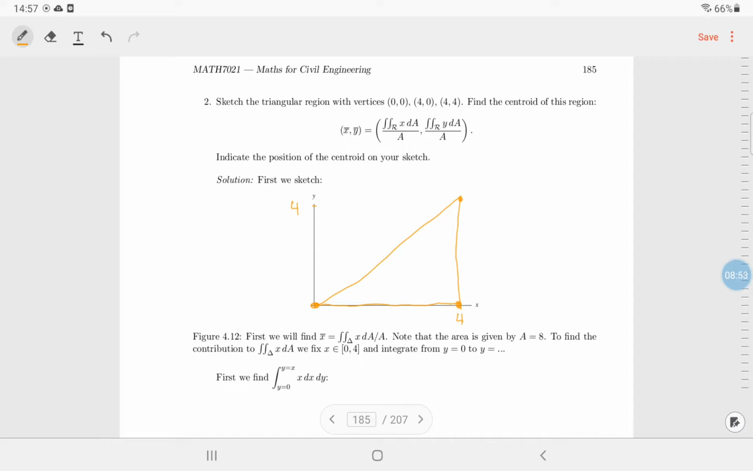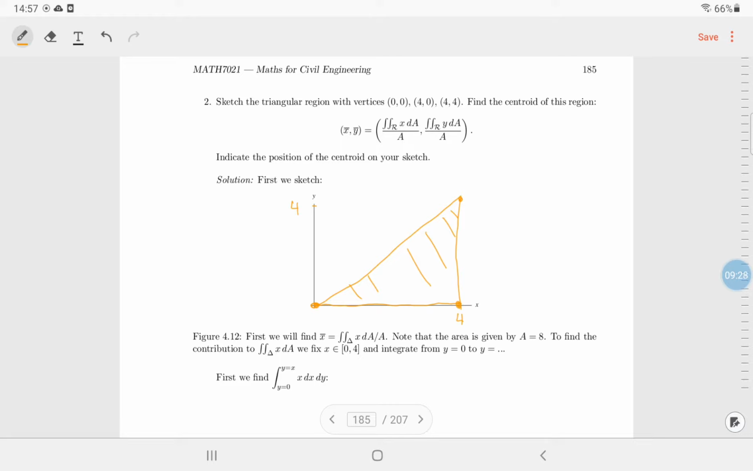This time we're not thinking about finding the mass of something. We're thinking of adding up over this triangle. So we're adding up x by dA over the triangle, and y by dA. I think we're going to find the x one first. Now, the A there is the area. We can just find the area: half the base by the height. That's 8. That's no problem.